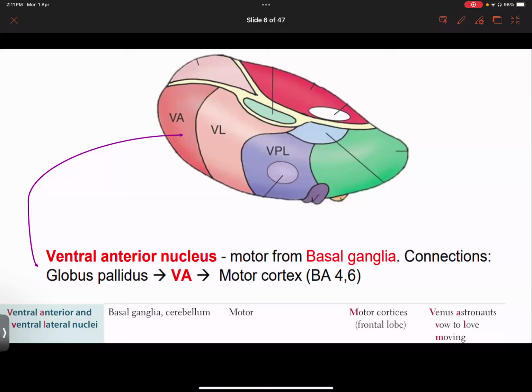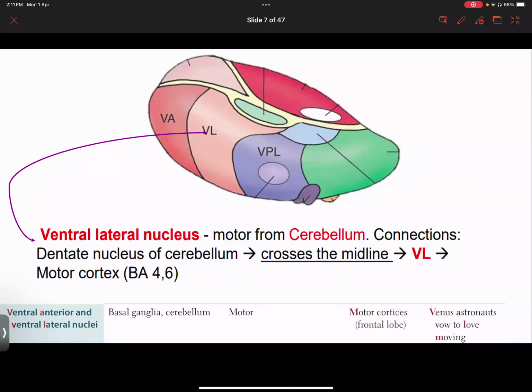Tamam? So the ventral anterior nucleus of the lateral thalamus is basically responsible for the motor information that comes from the basal ganglia. Okay? And I'm pretty sure we're going to talk about this later on in the basal ganglia, but just know that that's all that matters. Okay? I really don't care about anything the doctor wrote. Khalas, just say ventral anterior: motor from the basal ganglia. That's it. Tamam? Then we go to the ventral lateral.